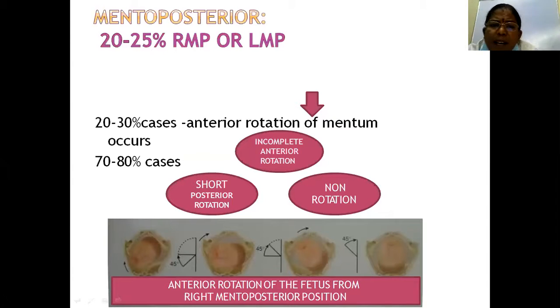So this is regarding mento anterior. What about mento posterior positions? I already told you, if the baby is of average size and the pelvis is very good, then 20 to 25% will change into mento anterior.